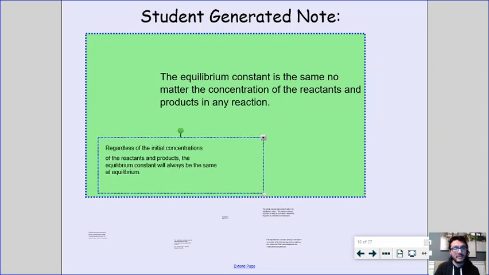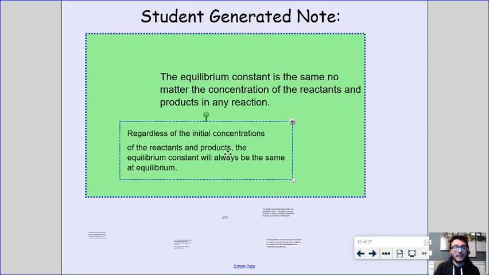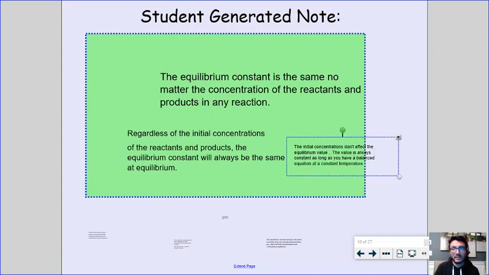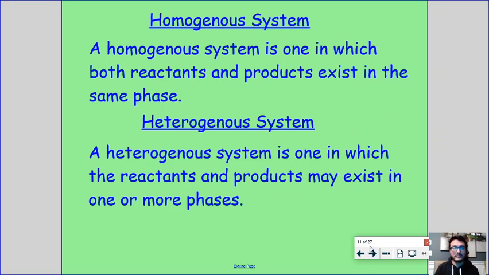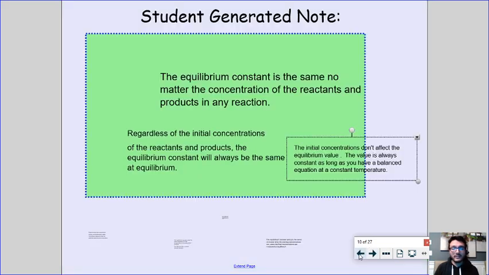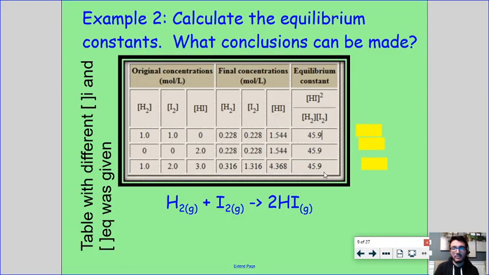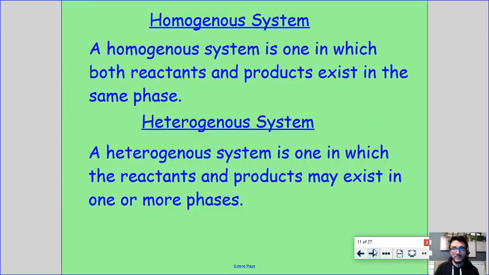Another class says something very similar. Regardless of the initial concentrations of the reactants and products, the equilibrium constant will always be the same at equilibrium. Good. Others read a bit different, but essentially come up with the same important point. This group said at a constant temperature. Very good. I want to emphasize that's important. You're going to reach the same KEQ value regardless of your concentrations, given the same conditions. So that was a big idea there.